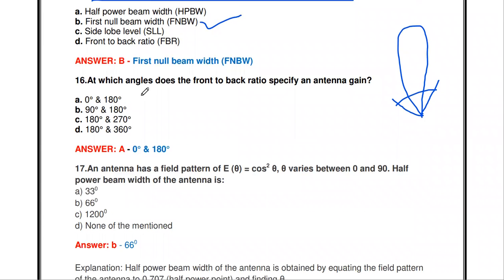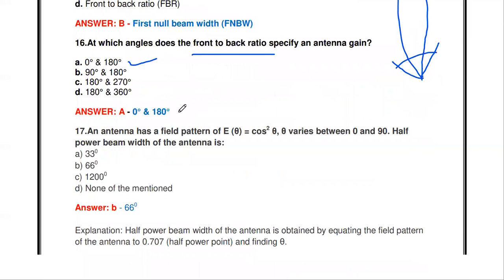Next one: at which angle does the front to back ratio specify an antenna gain? It is 0 degree as well as 180 degree. At 0 degree we get the maximum radiation, and at 180 degree we get the back lobe. So the front to back ratio is taken at 0 degree and 180 degree.